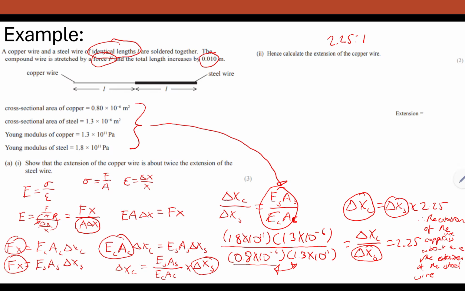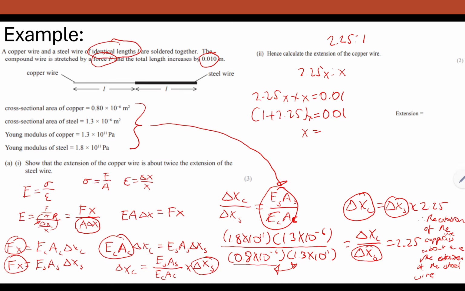Because we don't know the extension of the steel wire, we can just label it as x. That means we can rewrite this as 2.25x to x. So 2.25x plus x equals 0.01, because 0.01 is the extension for the whole wire, which includes the copper and the steel wire. So we want to factorize this, so it is 1 plus 2.25, times x, equals 0.01, and you divide both sides by what's in the brackets.